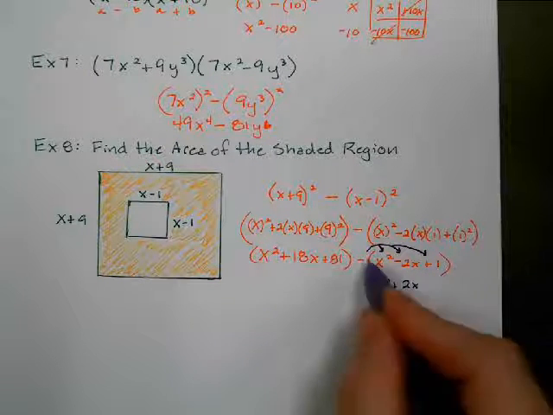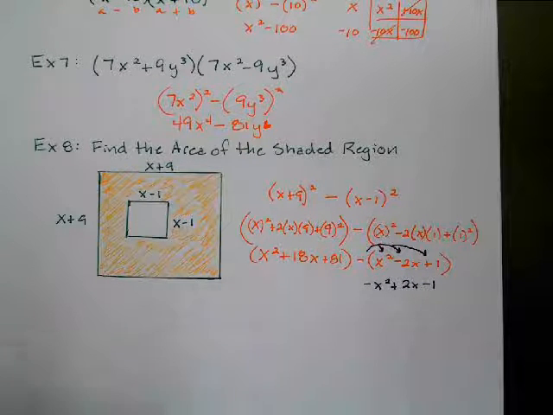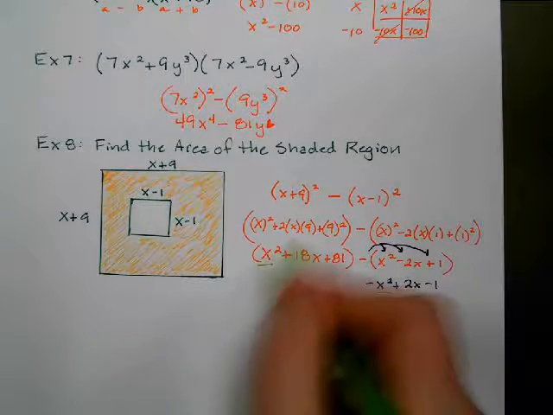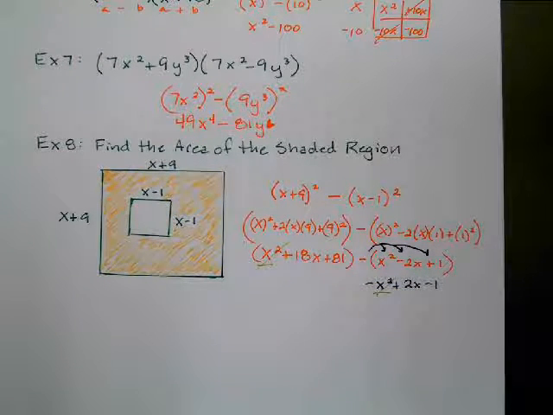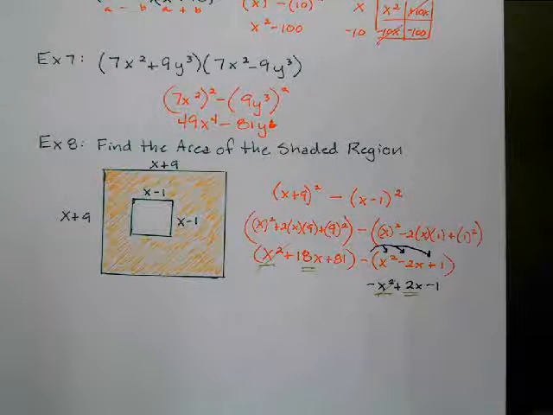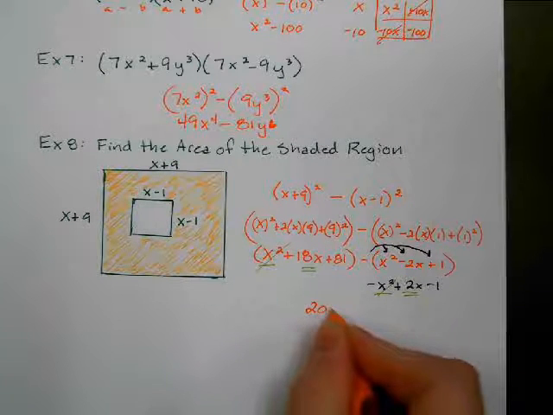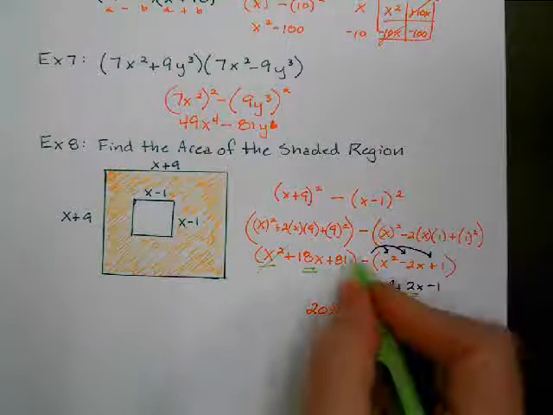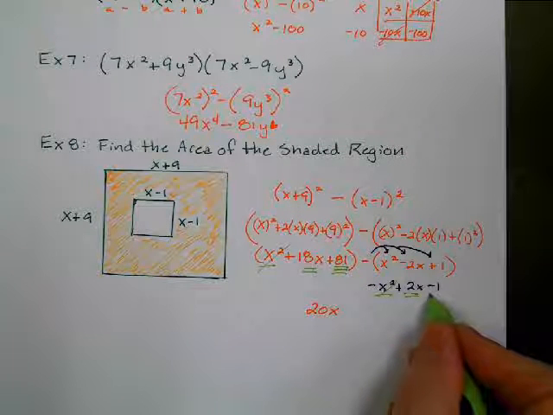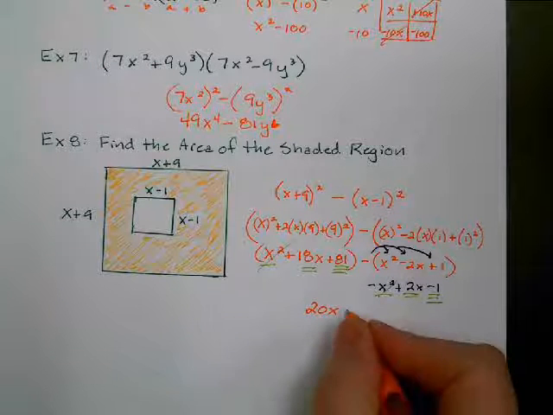So now I'll combine my like terms. I've got an x squared and a negative x squared. Those cancel each other out. I've got an 18x and I've got a positive 2x. Together, those make 20x. I've got an 81 and a negative 1. That's going to be a total of 80. And now we are done.